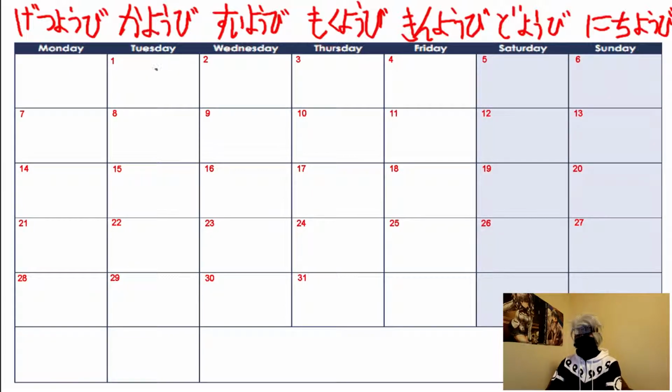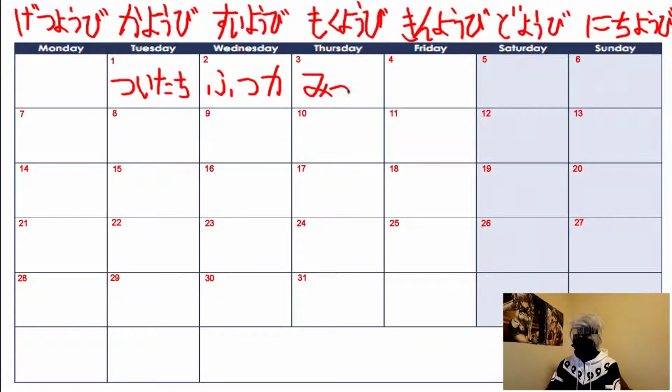Okay, how about the days of the month? So it's another term. So 1 is tsuitachi. 2 is futsuka. 3 is mikka, with a small tsu. 4 is yokka, with a small tsu. 5 is itsuka. 6 is muika.